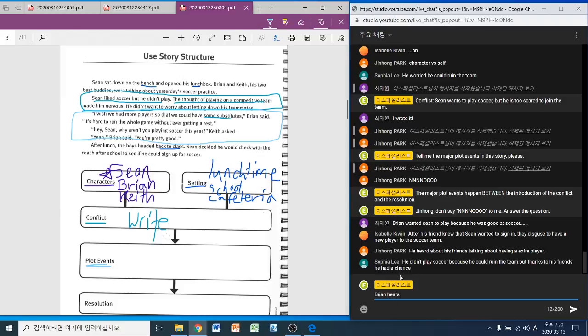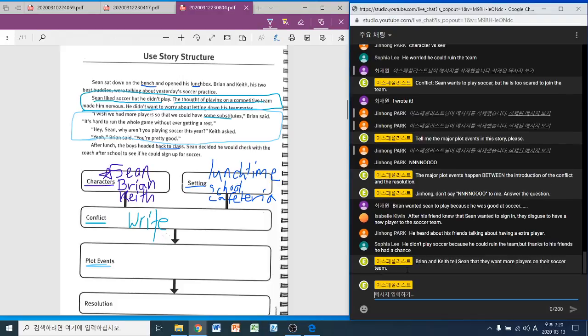Sean hears, or they're all talking together, right? Brian and Keith tell Sean that they want more players on their soccer team. Okay, that's what's happening here, right? So these are all pretty good, but we want to clean it up a little bit, right? Brian and Keith tell Sean they want more players on their soccer team, right?